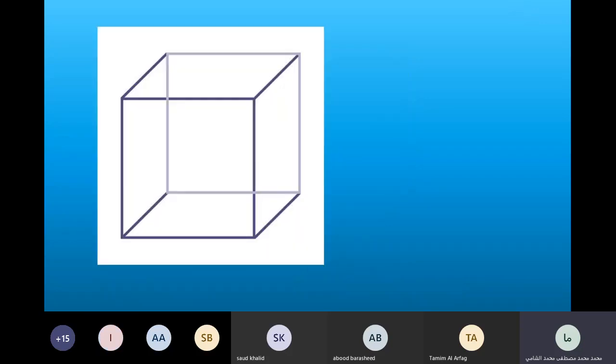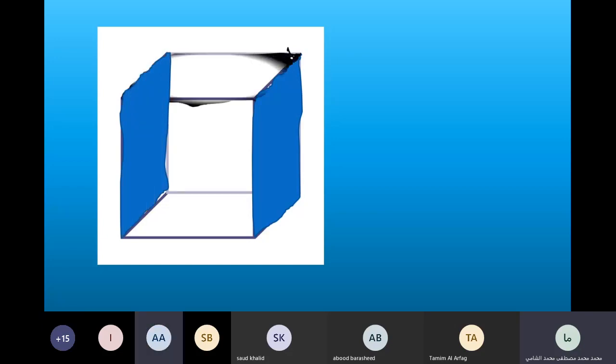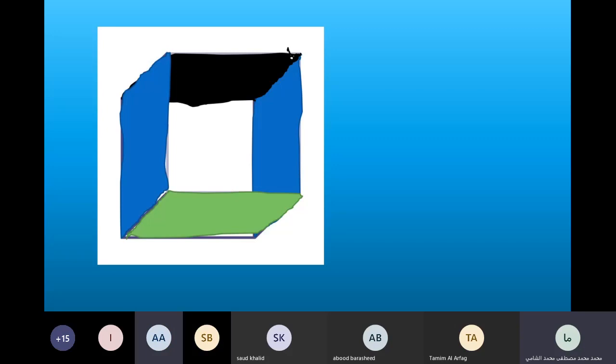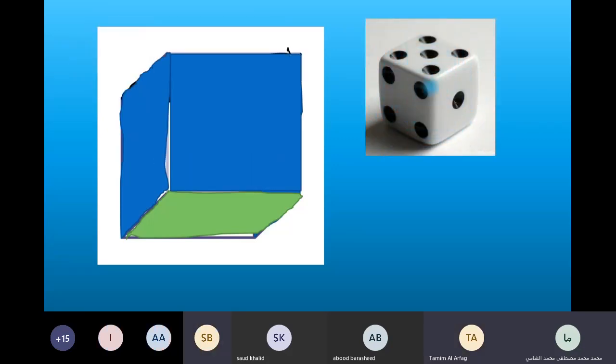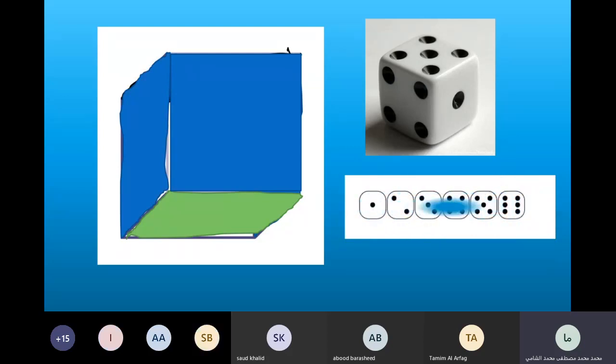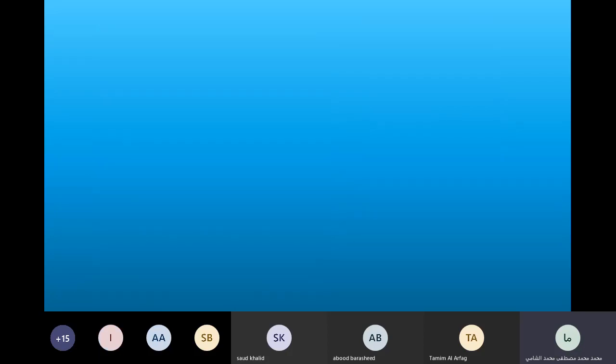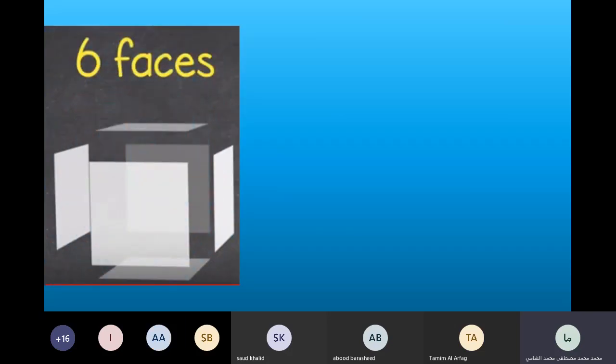What about faces? How many faces? Let's count. One, this is a flat surface. Two, three, four, and one up and one down. Six. Like a dice, a dice has six faces. One, two, three, four, five, six. A cube has six faces. Let's count again: one, two, three, four, five, six faces.